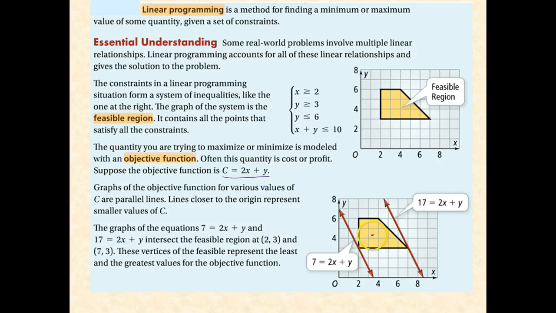We graph that objective function through the different points of the feasible region, and the lines that are closest to the origin minimize the objective function, and the lines that are furthest from the origin maximize the objective function. So if you want a minimum, you evaluate the objective function at the point in the feasible region that puts the line closest to the origin. If you want a maximum, you evaluate it at the point that puts the line the furthest away from the origin.